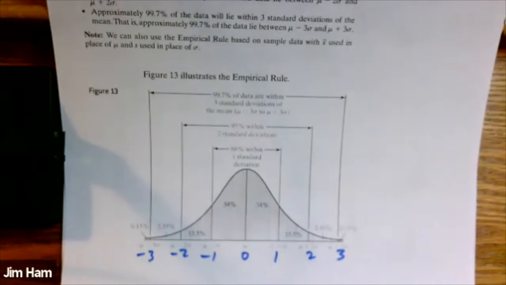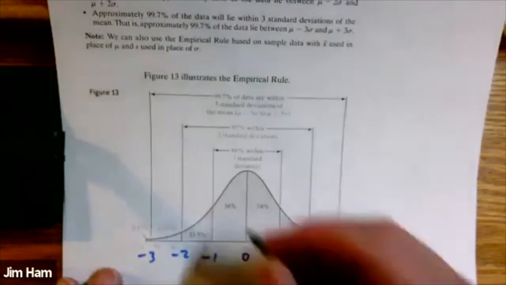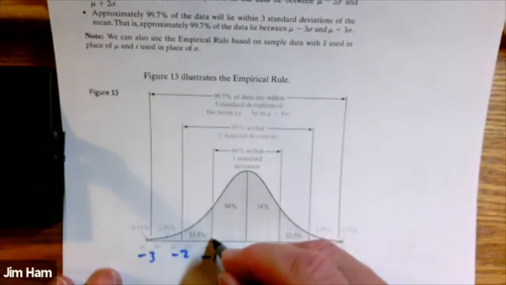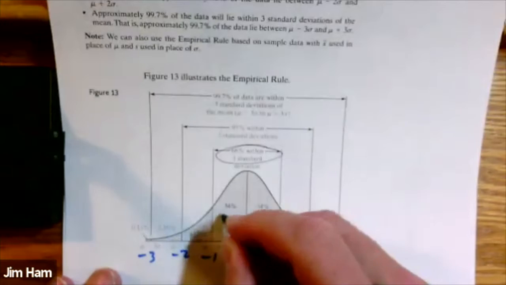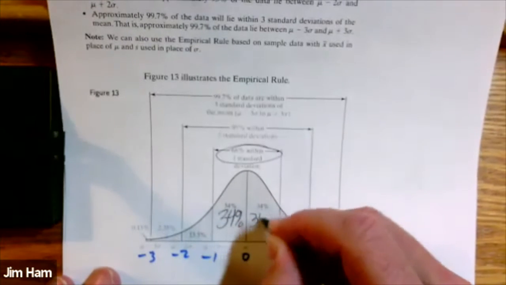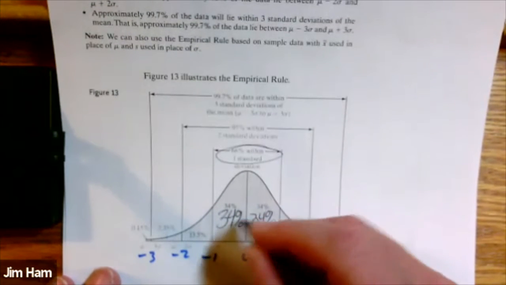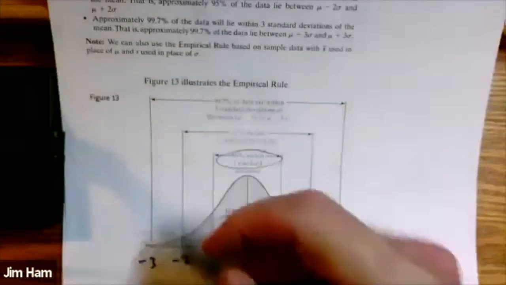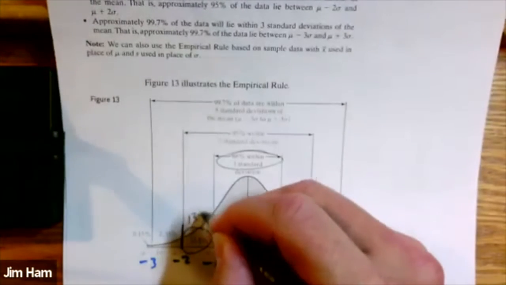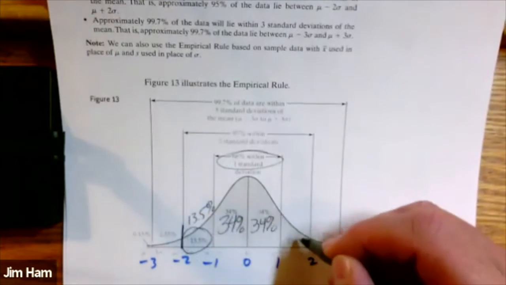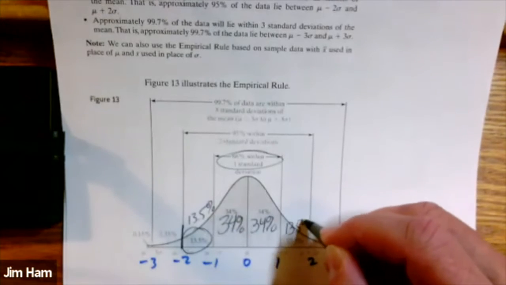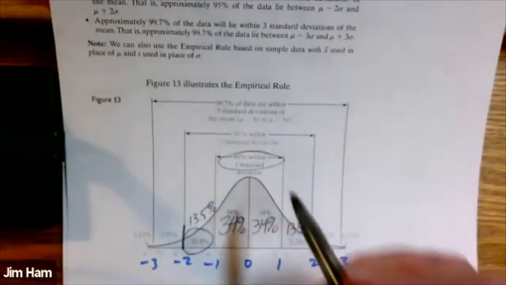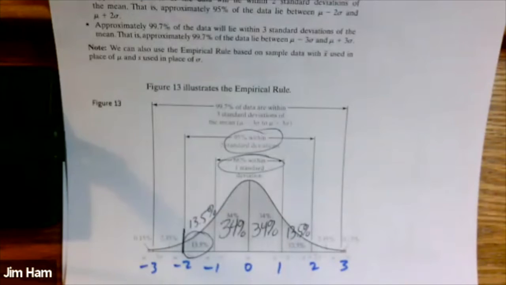You can also see in this graph they have more detail. They use the idea that there is symmetry. And so since 68 falls in this region, we have 34% here and 34% here. These are equal chunks, so you just split the 68 in half. And they give you the other percentages in there as well. If you add up these 4 percentages, 13.5%, 34%, 13.5%, and 34%, those 4 add up to the 95. But it's just a little bit more detailed in the graph than the one I drew.